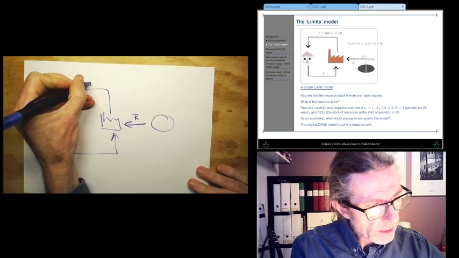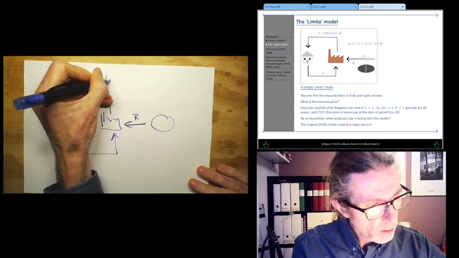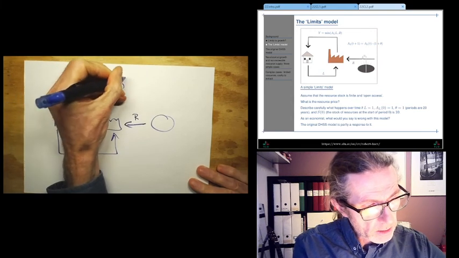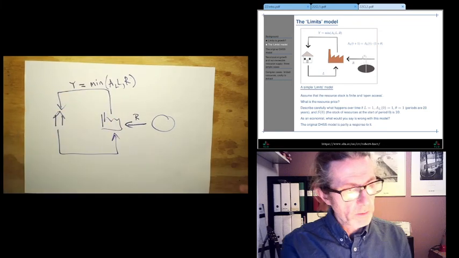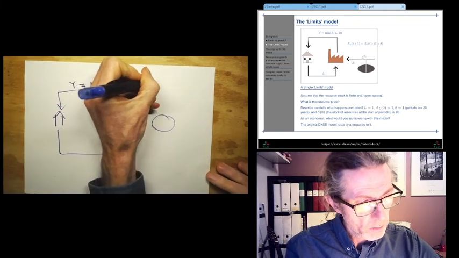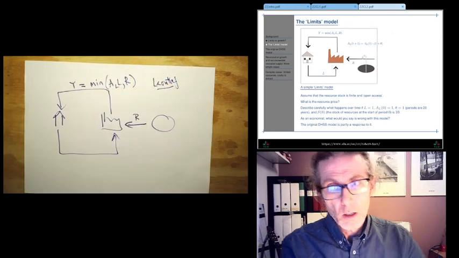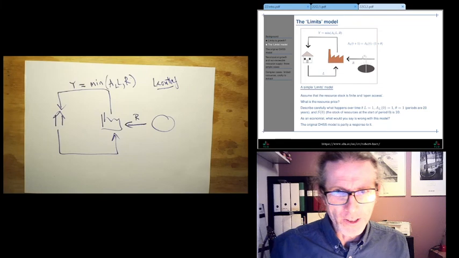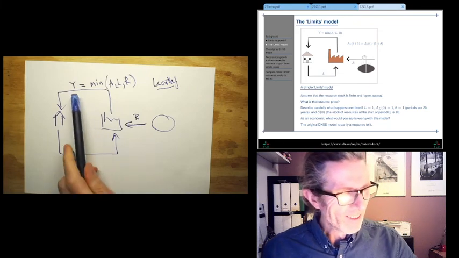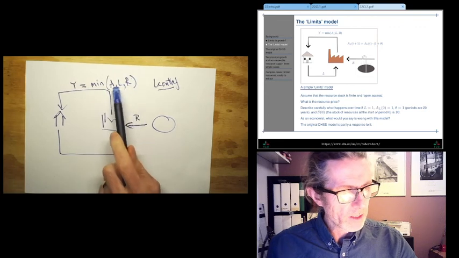And Y is equal to the minimum of AL times L, and R. Okay, so this is a Leontief production function. I guess I talked about Leontief production functions before. I'm pretty sure I did. So Y is the minimum of this and this.